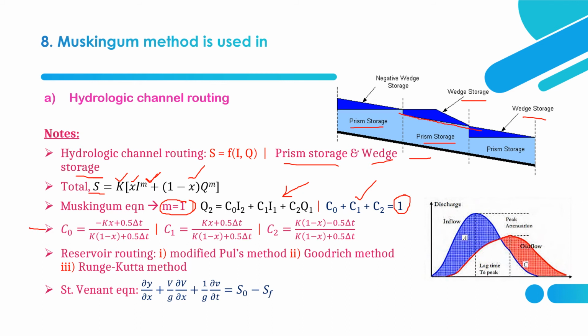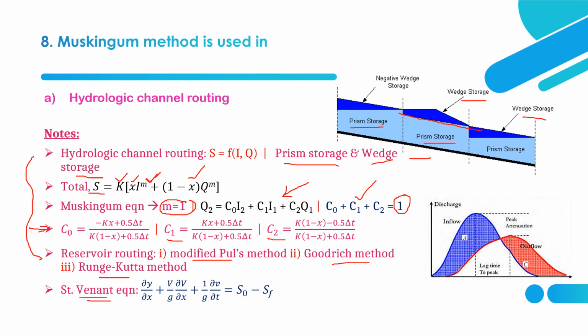And how to calculate C0, C1, C2? Using these three relations. C0 will be (-kx + 0.5 Δt) / (k(1 - x) + 0.5 Δt). Similarly, C1 and C2. And these are related to hydrologic channel routing. And there is another thing called reservoir routing, and that will be solved by using these three methods: modified Pulse method, Goodrich method, and Runge-Kutta method.